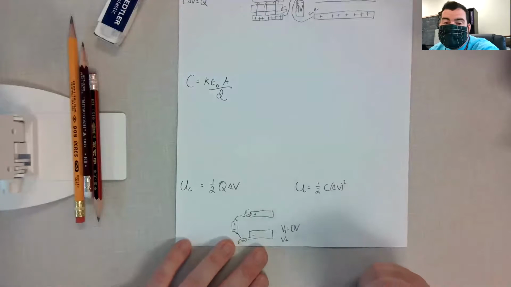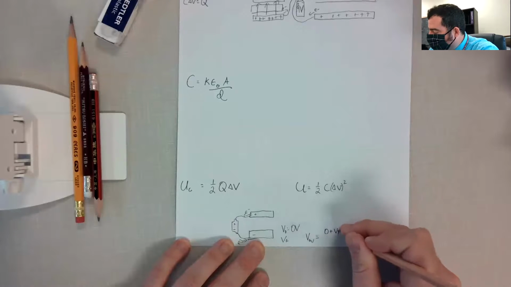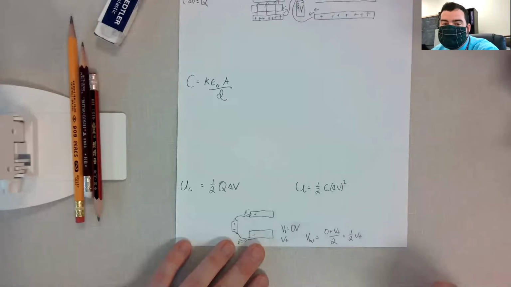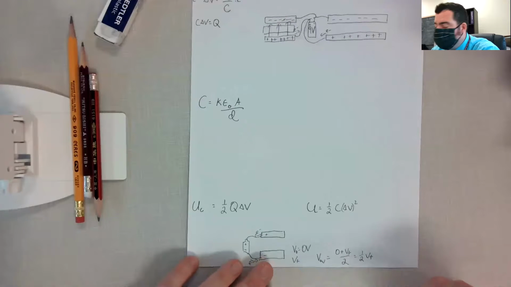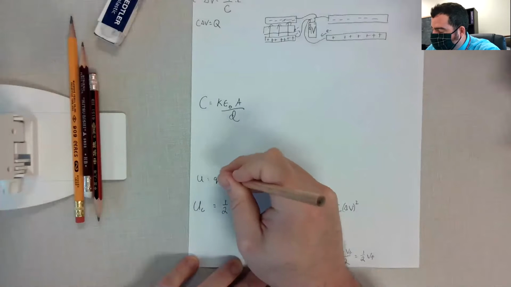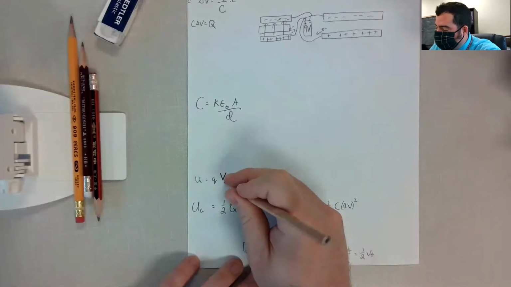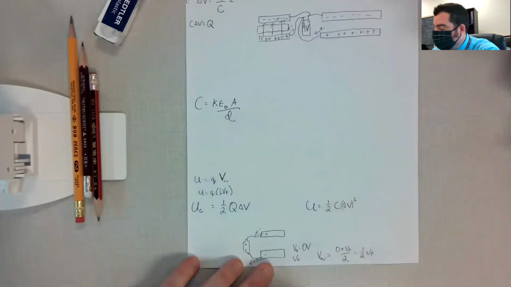So what's the average? It's 0 plus VF over 2, or 1/2 VF. So at the end of the day, this equation comes from our standard potential energy equation. We have the charge Q, which in this case is going to be the charge on the plates. But the V here is going to be V average, which is half the final potential. That's where that comes from.